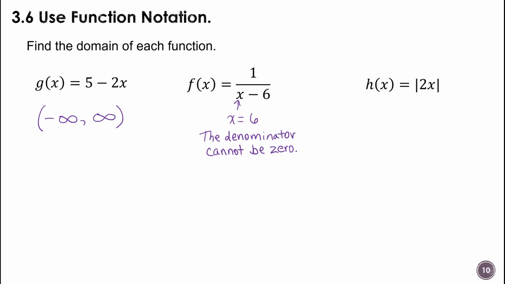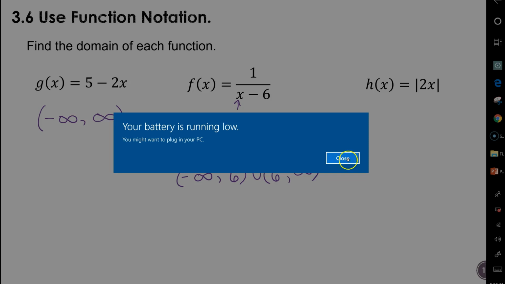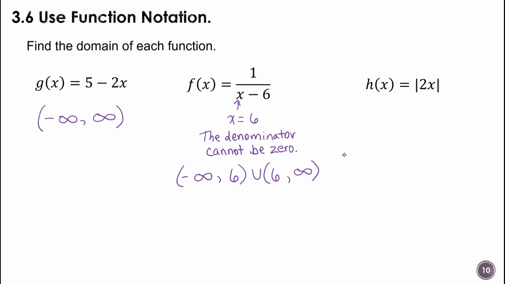So here's how we write this domain in interval notation. We're going to go from negative infinity to 6. Now when I put a parenthesis, that means that 6 is not included. And then we union and go 6 to positive infinity. And because of the parentheses, that says that we're not including the 6.